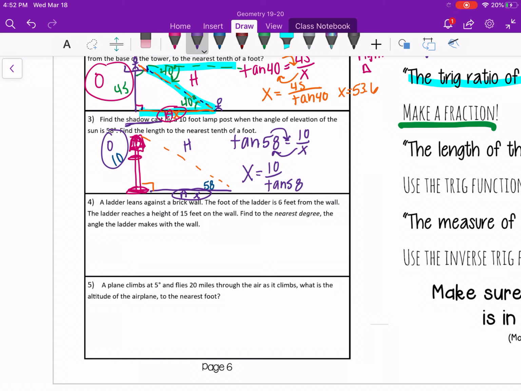And you type that in on your calculator. 10 divided by tangent of 58. And you should get that the shadow is 6.2 feet long.